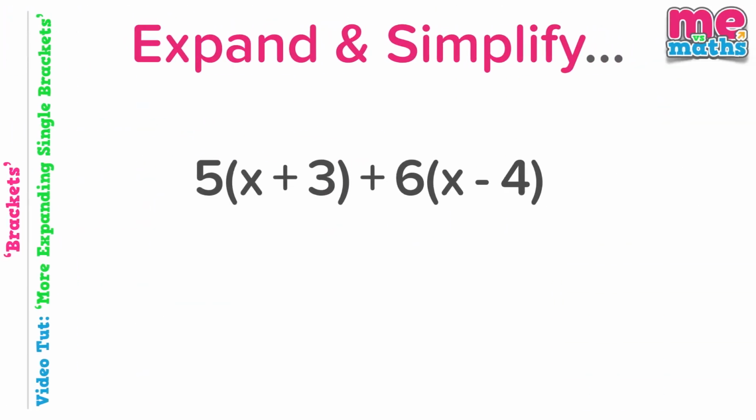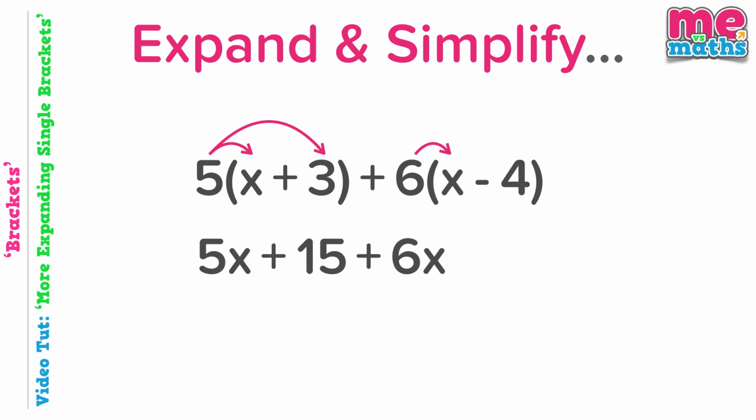Our next example, and here we notice a negative sign in our second bracket, so we'll need to be just a little bit wary. The first bracket to expand though is simple enough. 5 times x is 5x, and 5 times 3 is 15 or plus 15. Our second bracket then, 6 times x is 6x, which is positive, so plus 6x. And finally, positive 6 times negative 4 is minus 24.